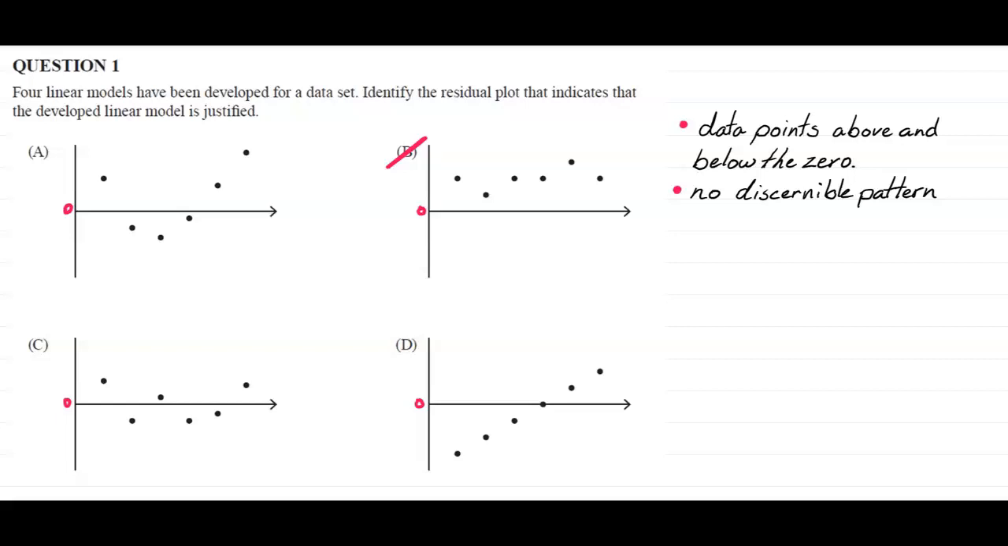But if we have a look at our second bullet point, it says no discernible pattern. Well, if we have a look at A, we can kind of see a pattern. It starts above, it goes below, then it comes back up. And if we have a look at D, it starts below and it just increases constantly. But C, you'll notice, the data points are scattered above and below. So the logical choice here, guys, would be C.